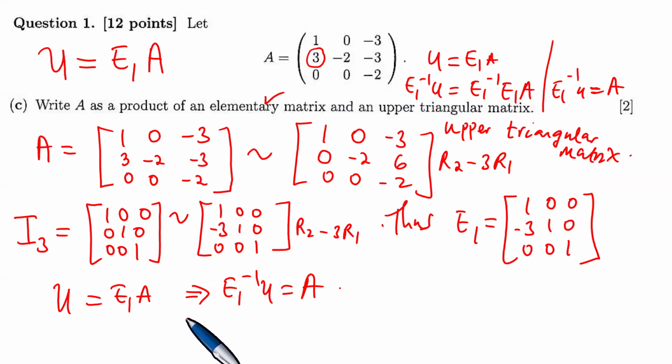Can you also explain? Let's say U was equal to E2 E1 A. Is it like that, or is it E1 E2 A? I want to know, is it E2 first or E1 first? That's if we have more than one elementary matrix. Yes, we have more than one elementary matrix. So now, please write it down. For example, I can see the point.